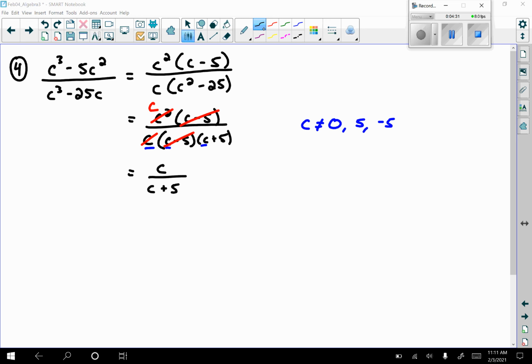Okay, so for the rest of these, we don't have to worry about stating restrictions. Let's take a look at number 5. We have 4x squared over 3 times 27 over x cubed.